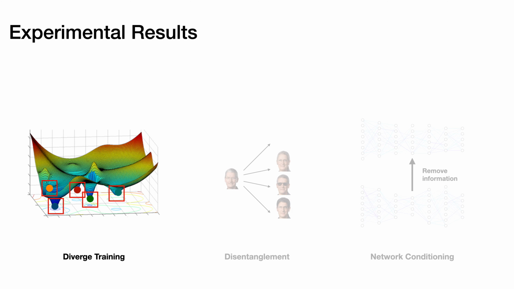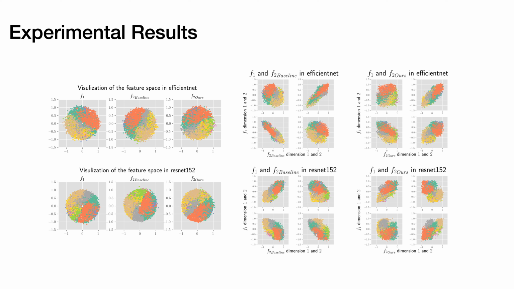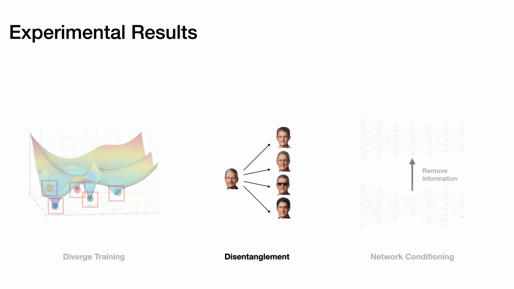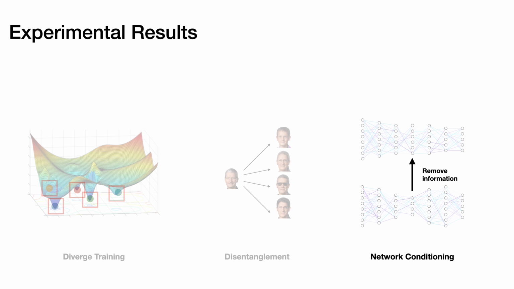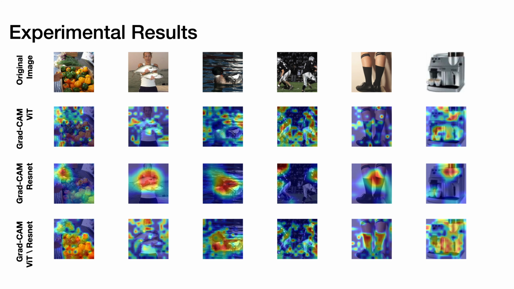Here we'll briefly review some high-level results. For the diverged training, we show that our method can train more independent networks. As shown in red, our method yields representations that are more circle-like compared with the baseline. For disentanglement, our method shows the ability to change several attributes of interest like age and gender using semi-supervised labeling. Finally, for network conditioning, we show that by removing ResNet from ViT, it can still learn meaningful results with respect to the heat map using GradCAM.